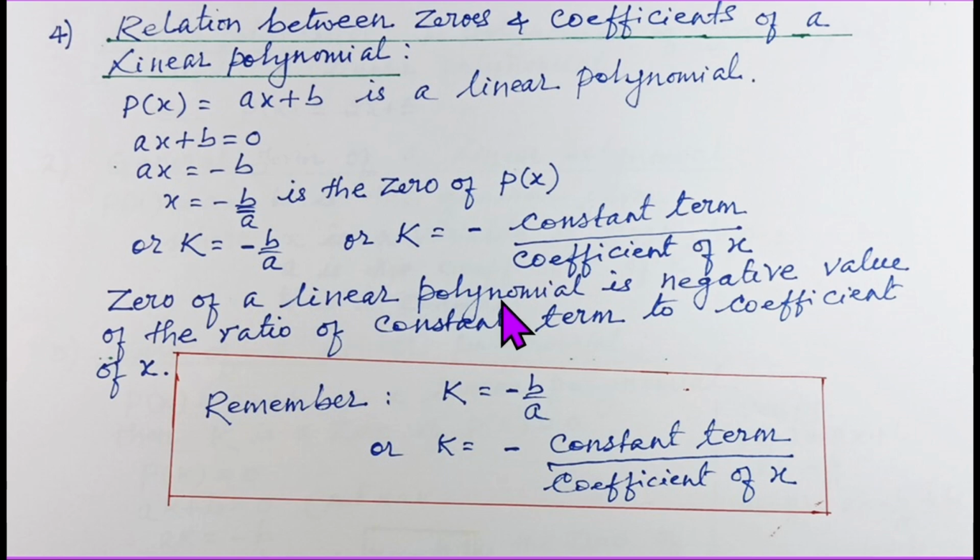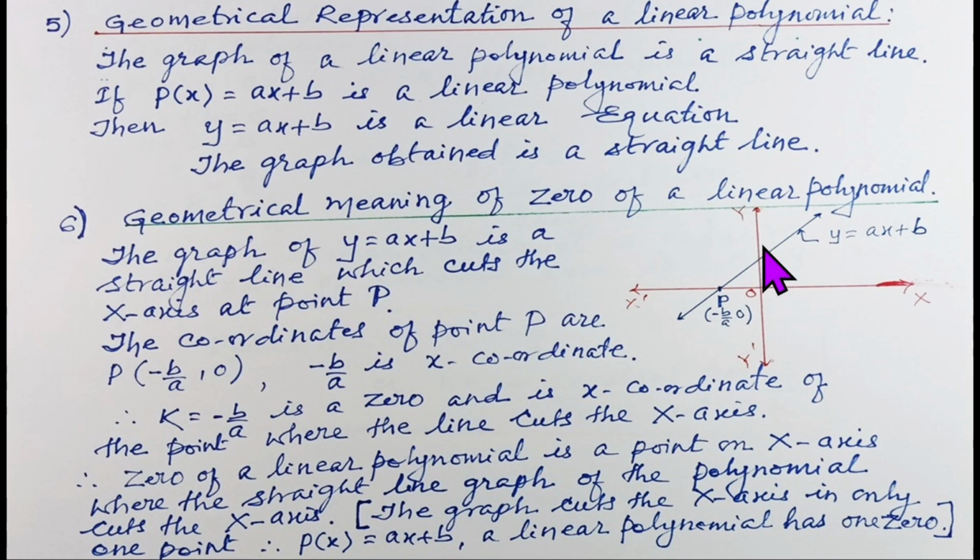Zero of a linear polynomial is therefore given as the negative value of the ratio of the constant term to the coefficient of x. Therefore remember that k is equal to minus b by a is the zero of a linear polynomial, and k is equal to minus times constant term divided by the coefficient of x. A very important relation which you have to remember. So remember what is the zero of a linear polynomial and what is the relation between zero and the coefficients of a linear polynomial.